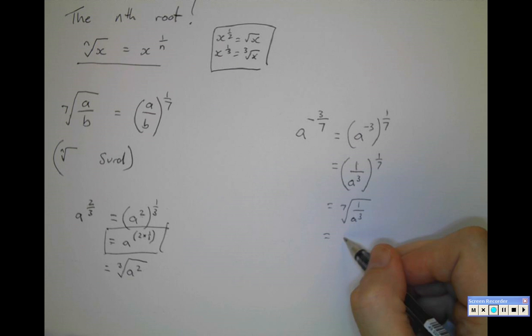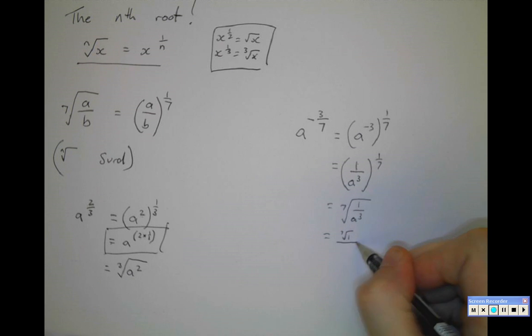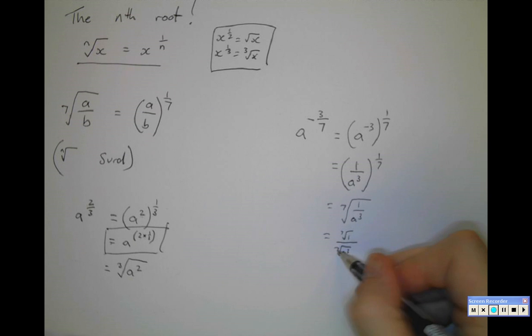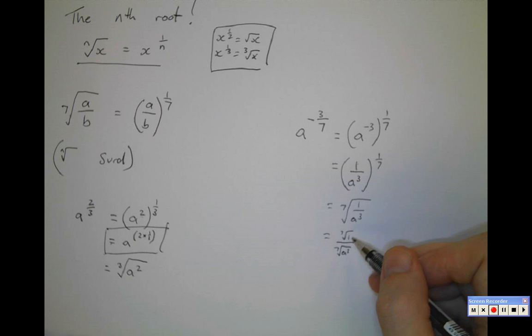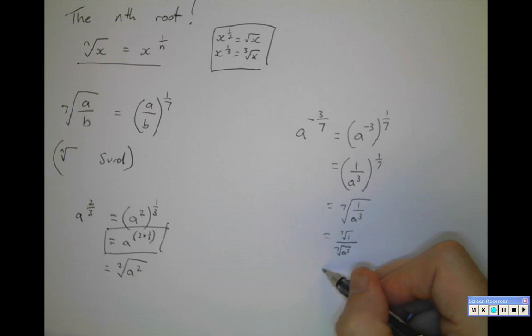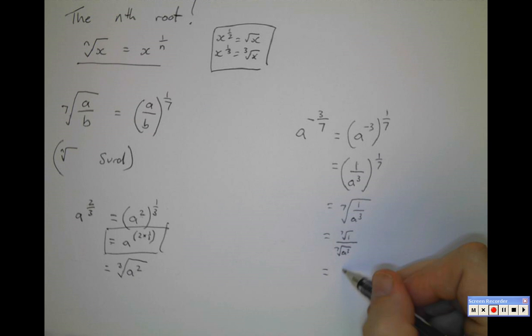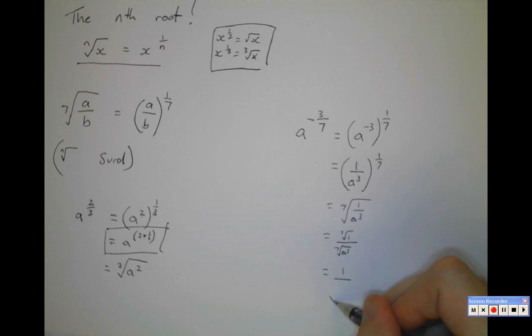Now if you ever have something like this with a root symbol outside of a fraction, then that's actually getting applied to the top and it's getting applied to the bottom. The nth root of 1 is just going to be 1, because 1 times 1 times 1 times 1 times 1 times 1 equals 1. So that just simplifies to be 1 over the 7th root of a cubed.